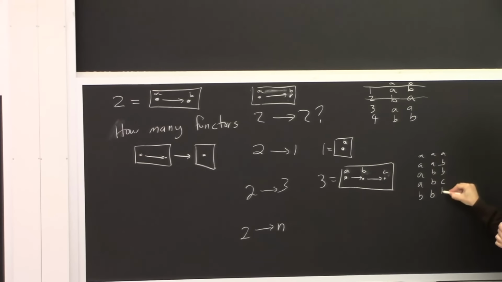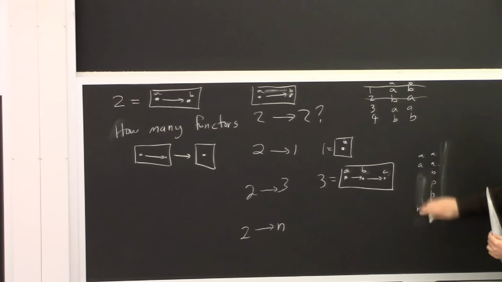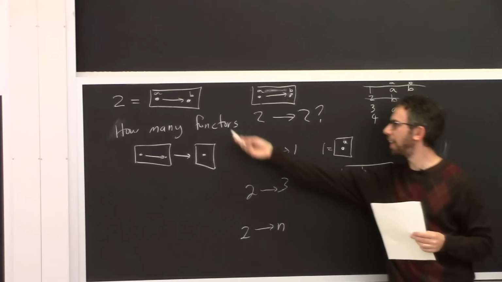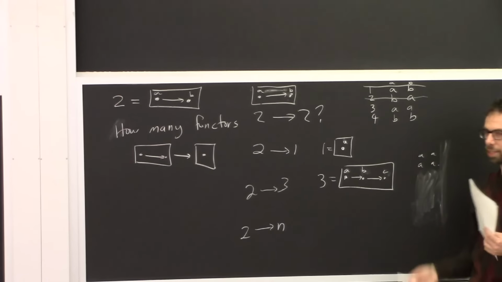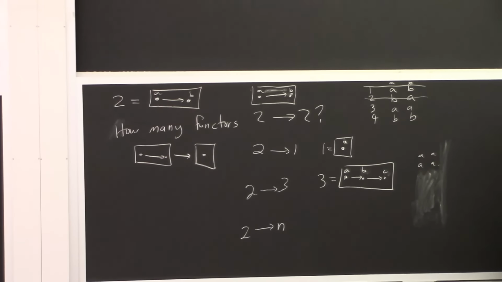B, B, B, B, B, C, C, C, C, B, C, C. What did I do? Two columns. Can you explain what this notation is? OK. So I'm going to send everything in each one of these things to either A, B, or C, and then check whether that was actually a functor or not.